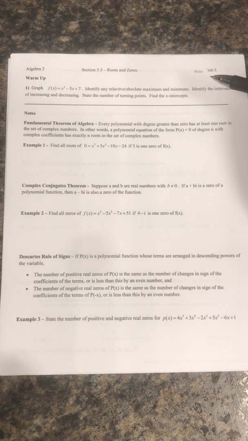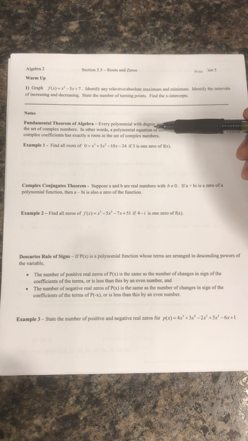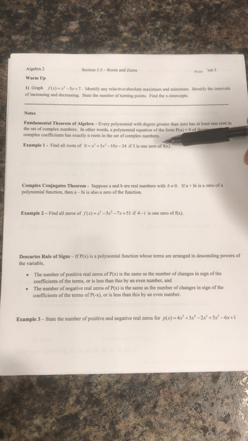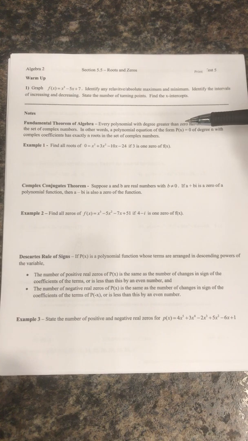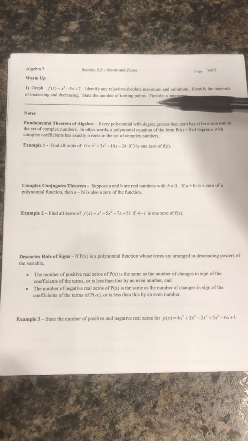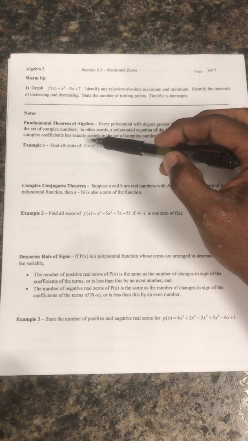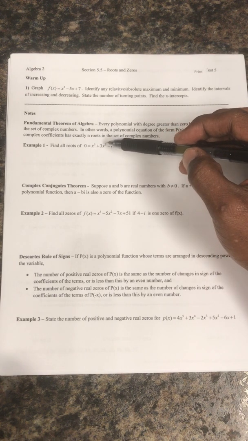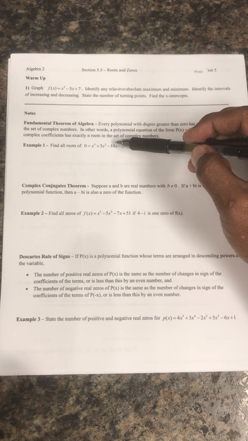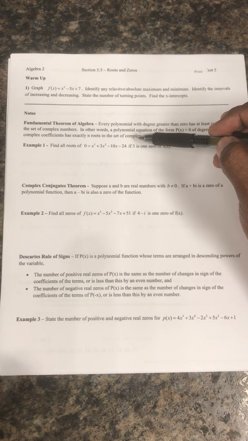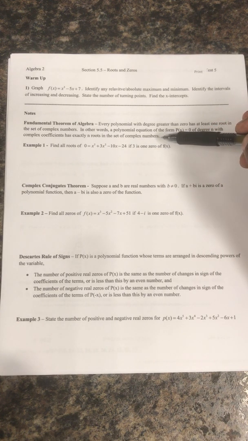So again, the meat and potatoes of it is basically that if we're given one of the roots, then we can find the other roots based on that one root. Okay? So the first example we're going to deal with says: find all roots of 0 equals x to the third plus 3x to the second minus 10x minus 24, if 3 is one zero of f of x, meaning that 3 is one of the solutions.